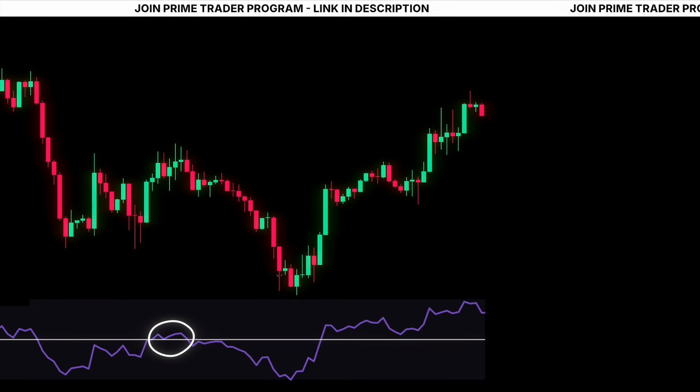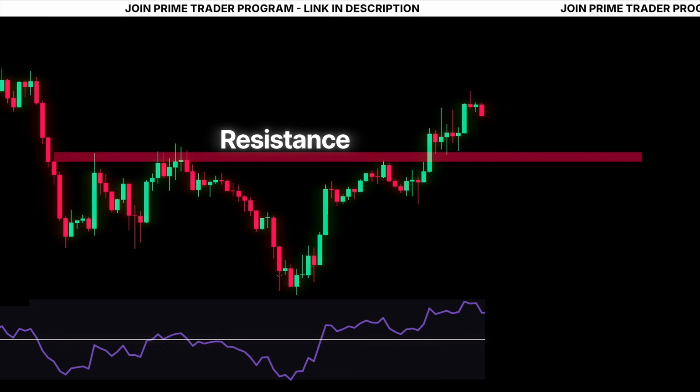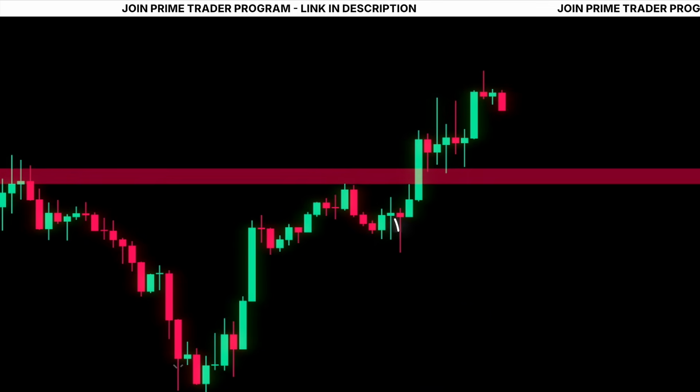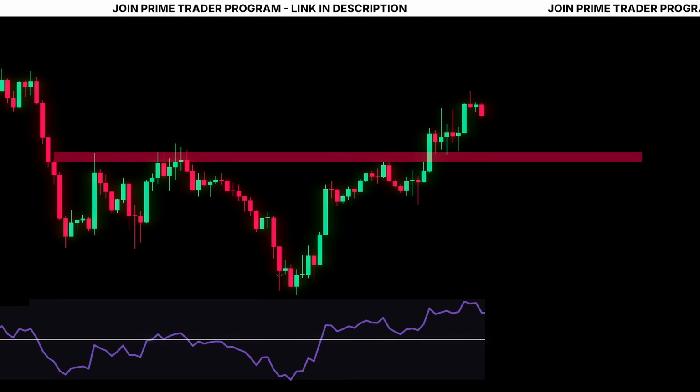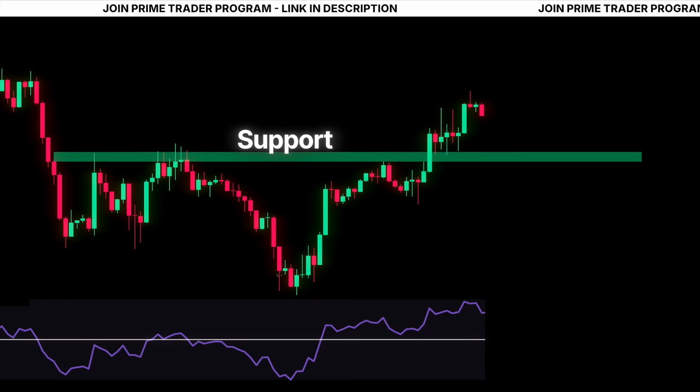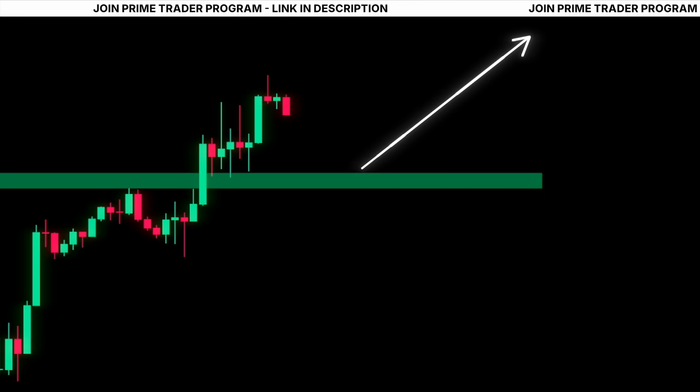On this pullback, we see the price get rejected twice from this area, so we mark this as a resistance level. When the price comes back up, there is a small rejection at the resistance, but the price breaks out. If you are familiar with the concept of support and resistance, you will know that once broken, the resistance becomes a support level. Now, if the price were to pull back to this level, we expect the buyers to come and take the price higher.